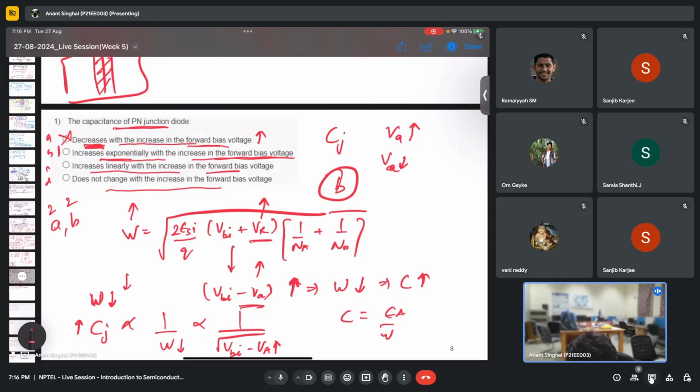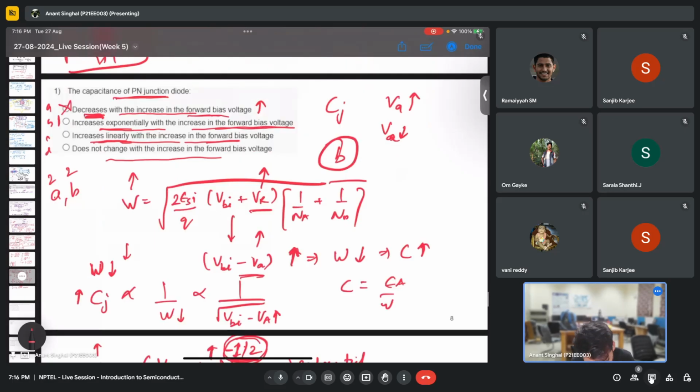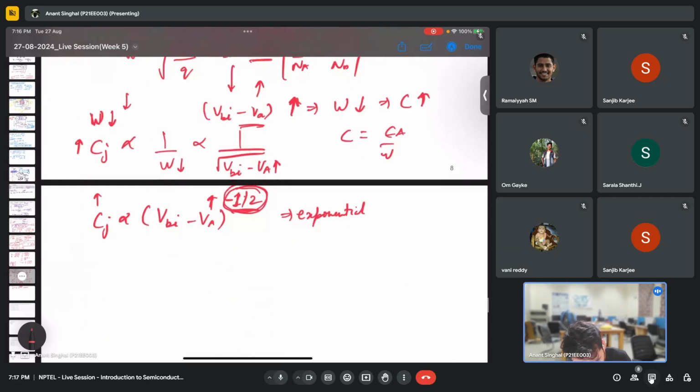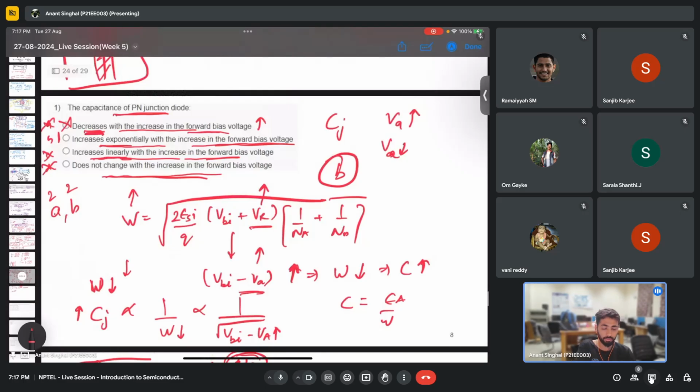The third option says that the capacitance increases linearly with the increase in the forward bias. Linear is surely not the correct answer because we have some power dependence. So option C cannot be correct, A cannot be correct, and the last one, that it does not change, is again not correct. Since we have some power dependence, the most apt answer for this particular question will be option B. Does it make sense to everyone? Because this can be a tricky question.